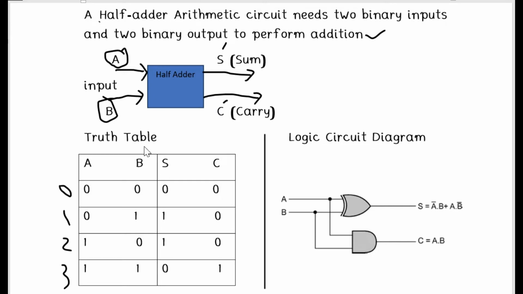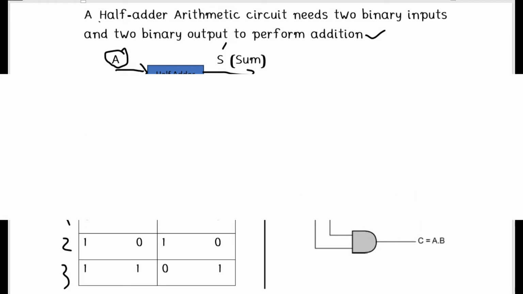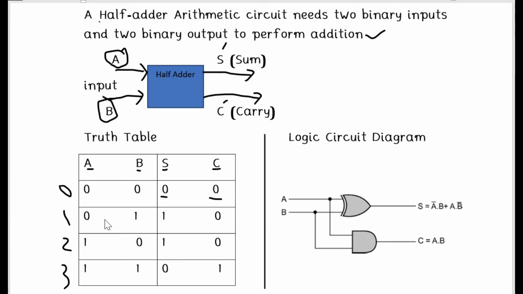The truth table is as follows. हमारे पास दो input variables हैं A और B, और sum और carry हमारे output variables हैं। तो अगर मैं A B 0 0 रखता हूँ तो 0 plus 0 is 0 in sum and carry is also 0. If I put A as 0 and B as 1, then the sum will be 1 and carry will be 0. Similarly, if I put value of A as 1 and B as 0, then 1 plus 0 is 1, which is sum, and carry is 0.